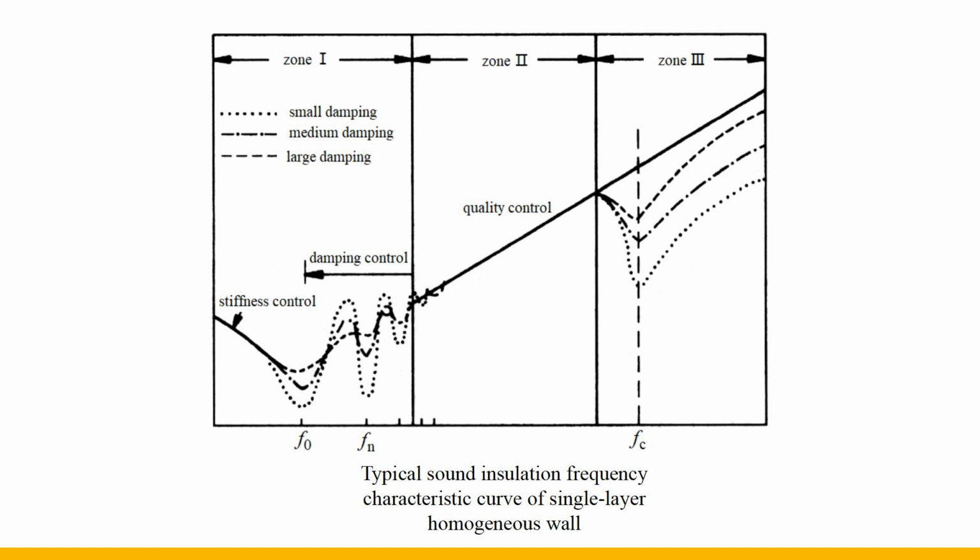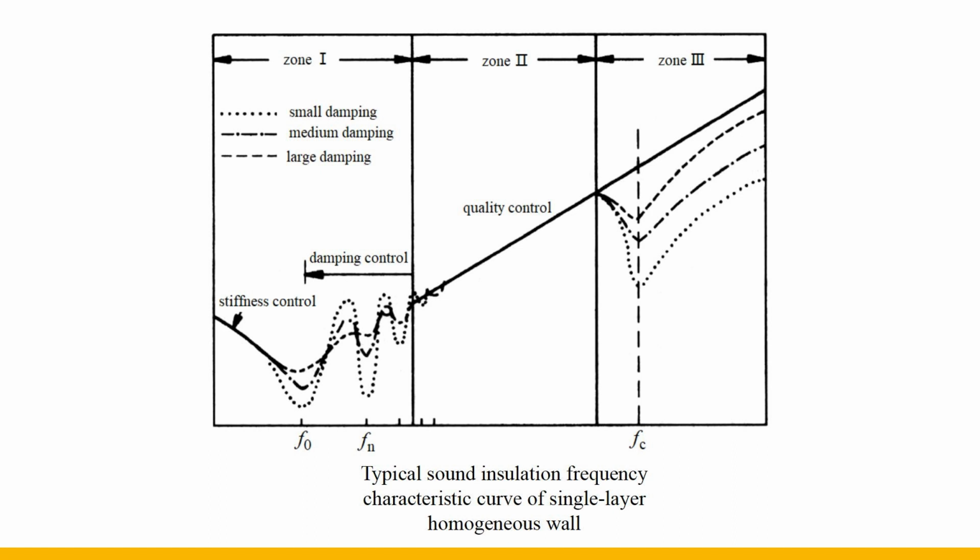When the frequency continues to increase, the mass begins to play a major controlling role, and the sound insulation increases with the frequency. At Fc, the sound insulation is greatly reduced, forming a valley of sound insulation called the coincidence valley. Fc is called the coincidence critical frequency.